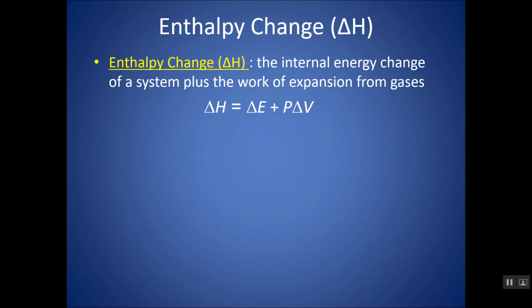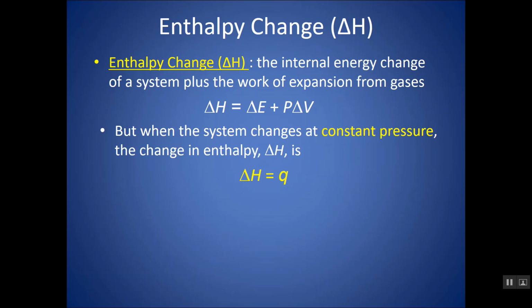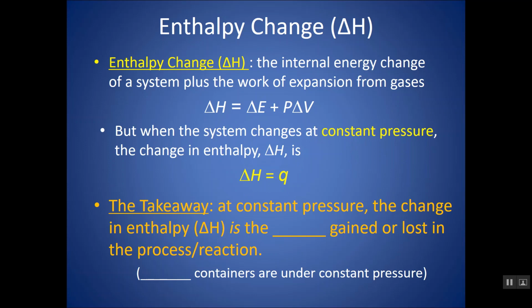Delta H is called the enthalpy change of the reaction, and it is defined as the internal energy change plus the work of expansion from gases. But if you carry out a reaction at constant pressure, and you can follow the whole derivation in your textbook, essentially what it comes down to is that as long as you're at constant pressure, you're not changing the pressure, your enthalpy change just becomes equal to Q. The takeaway is at constant pressure, the change in enthalpy is just the heat gained or lost in the reaction.